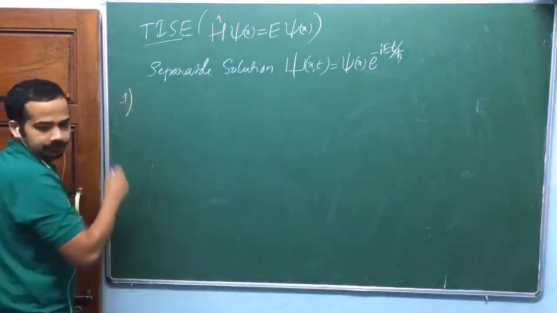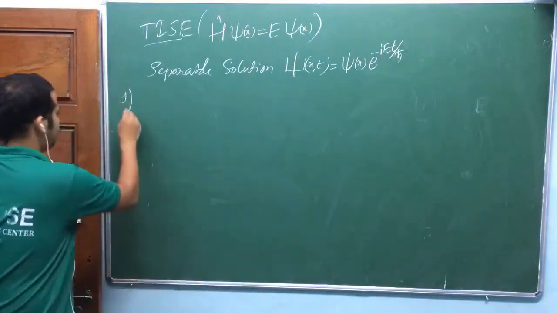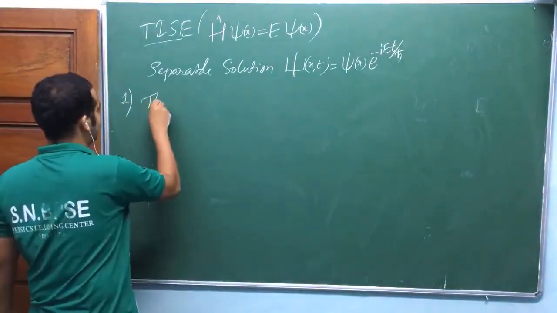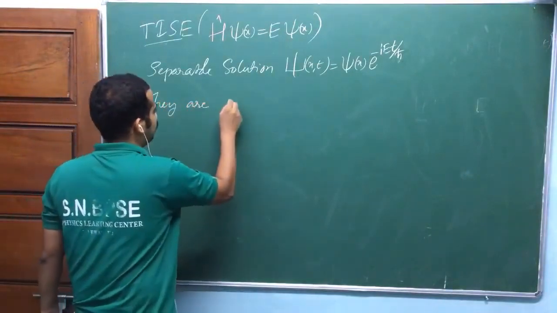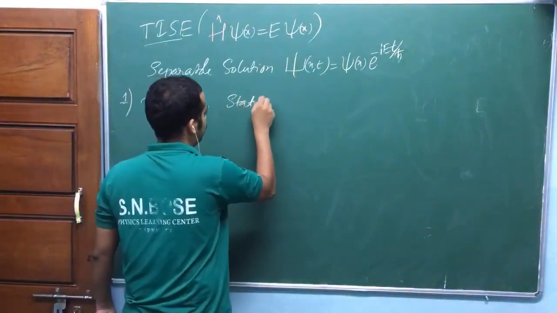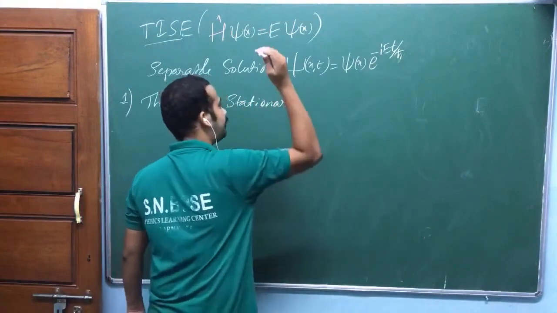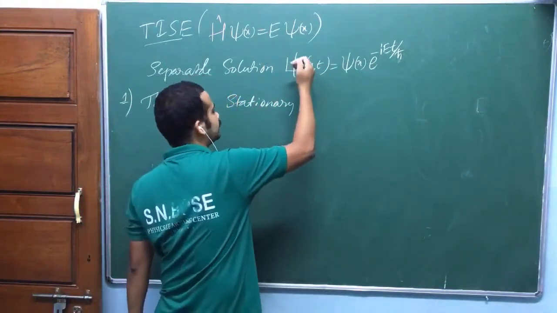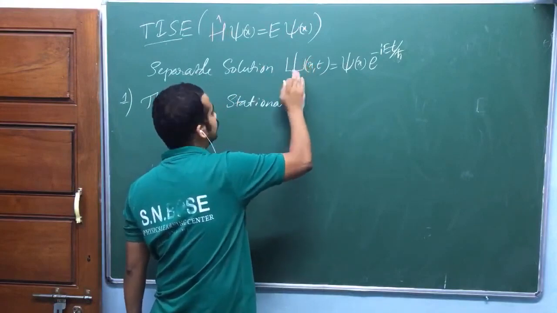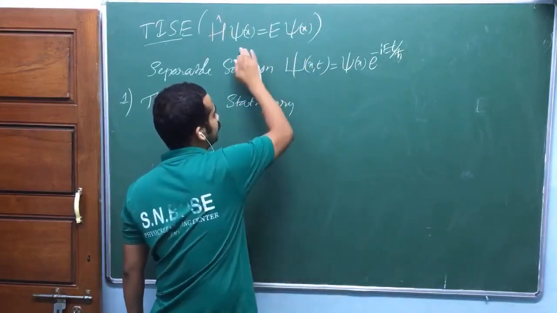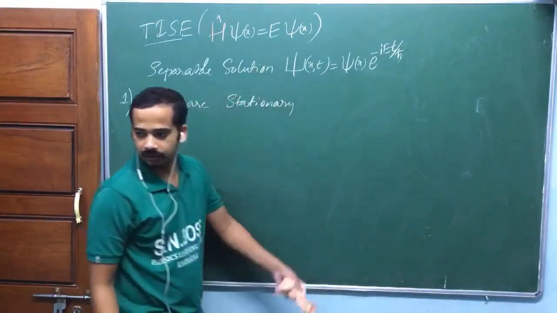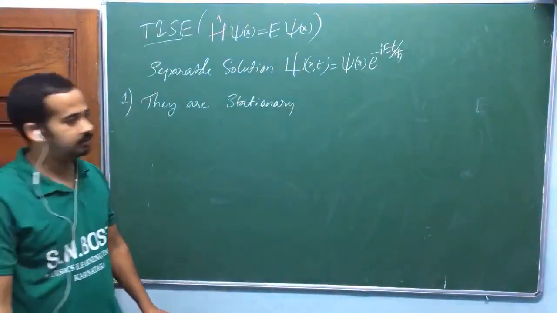First property, quickly. They are stationary states. You can say the particle is in this state, am I right? You can say the particle is in an energy eigenstate or eigenstate of the Hamiltonian. You can say this one is an eigenstate of the Hamiltonian also. Look at the words, eigenstate of the Hamiltonian operator.